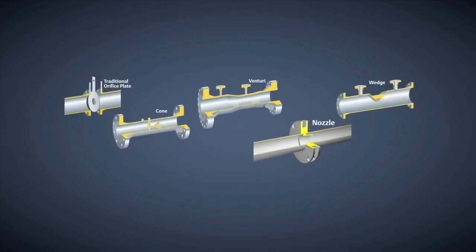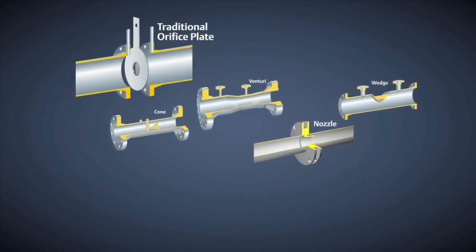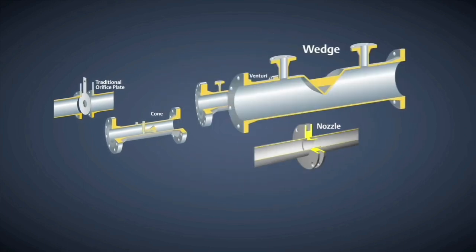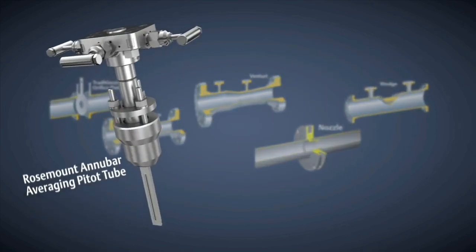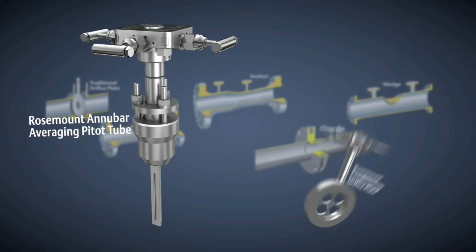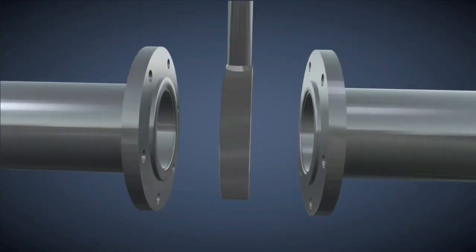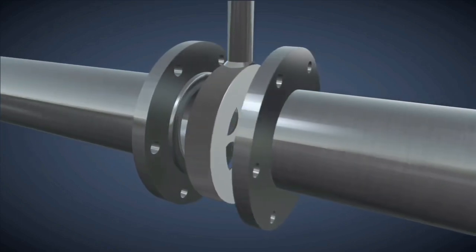There are many types of primary elements, including traditional orifice plate, cone, venturi, nozzle, wedge, Rosemount Annubar averaging pitot tube, and Rosemount conditioning orifice plate. Primary element selection is dependent on process conditions.